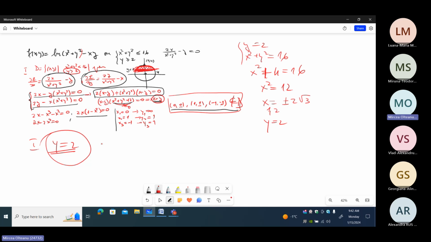So our function, in that case, will be a function of one single variable, f of x equals logarithm of x squared plus 4 minus 2x. And it's very simple to find the extrema of this function of one single variable. The other possibility is when x squared y plus y squared equals 16.